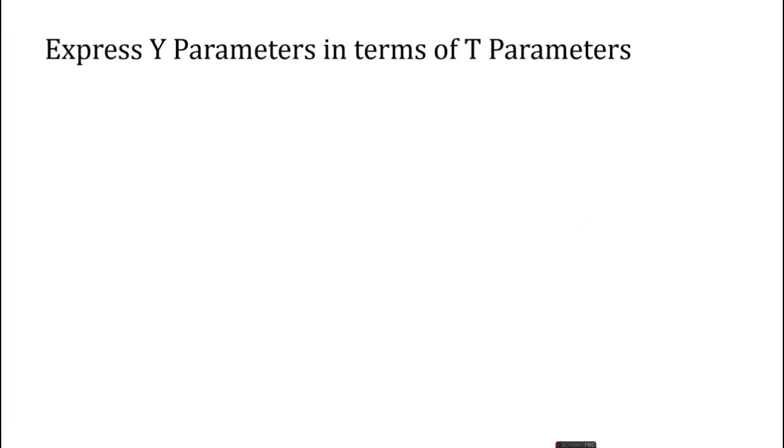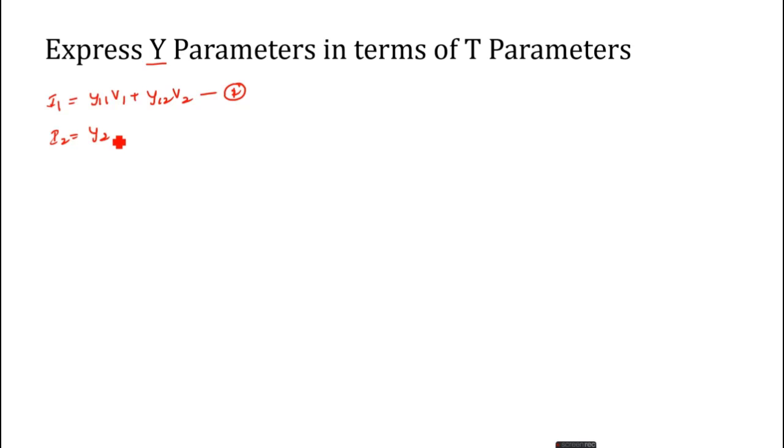Parameters in terms of t parameters. Express y parameters in terms of t parameters. First write down y parameters here. Y parameters are nothing but I1 equals y11 v1 plus y12 v2. Call this equation number 1.